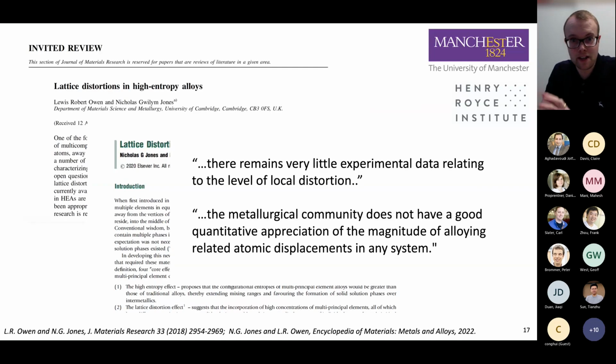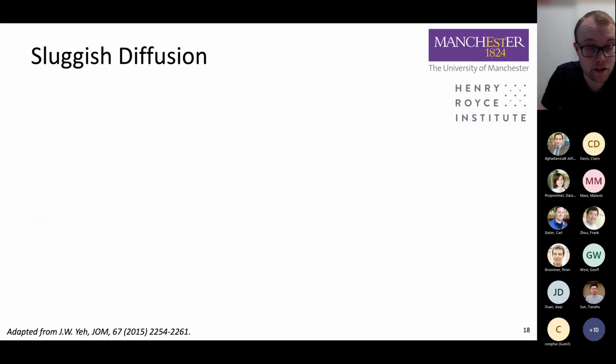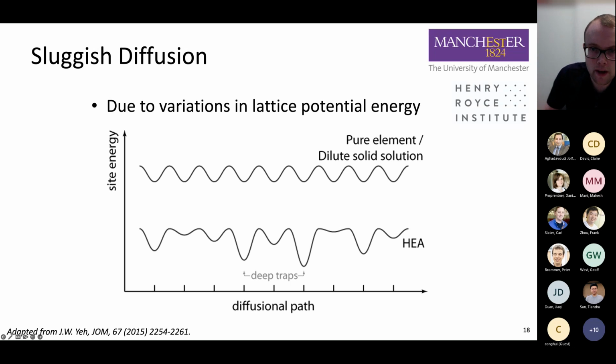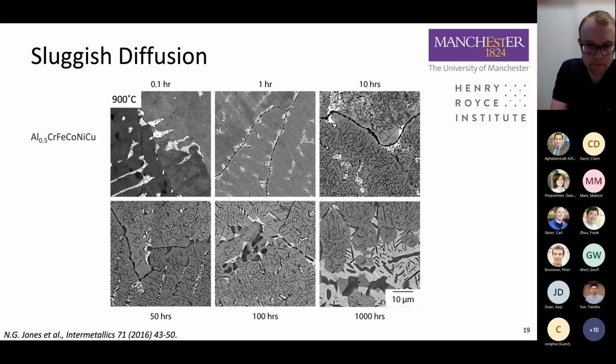So that's severely distorted lattices. There's not very much evidence for them at the moment, but there is still lots of work to do. So what about this third one? This is sluggish diffusion. The idea here is that, due to variations in lattice potential energy, rather than surfing through a constant potential landscape, as would be expected in a pure substance, we've got areas where the atoms might become trapped, and that should give us sluggish diffusion.